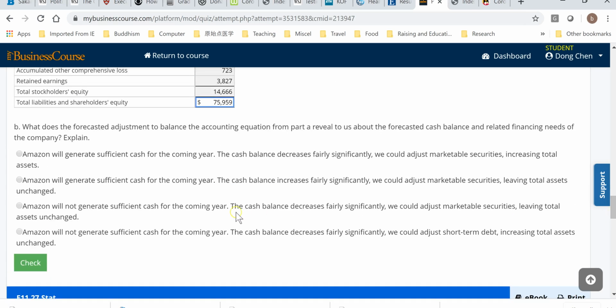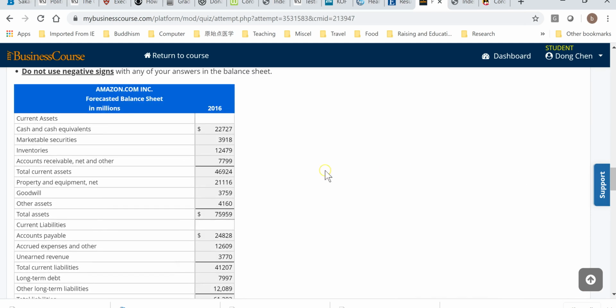So part B of this question is asking what the forecasted adjustment to balance the accounting equation from part A reveals to us about the forecasted cash balance and related financing needs of the company. This basically refers to the cash, right? Because cash is used to balance the accounting equation. So this is basically asking about the level of cash relative to the sales. How does that level compare with the normal level, which is based on the current year's cash balance relative to the current year's sales?